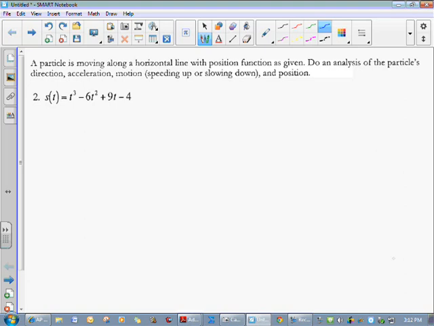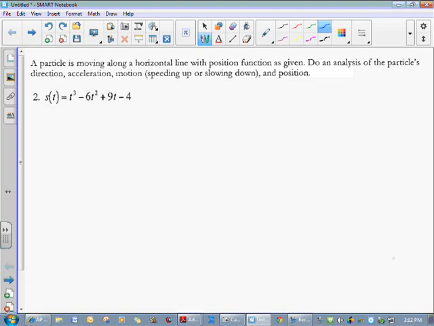What will probably be the case on the AP exam is that you will see problems dealing with motion horizontally so that we can eliminate all of the laws of gravity and things of that nature. And as I've said to you many times before, you're probably more apt to see questions like that on the AP physics exam. So this is a great exercise here that you have on a worksheet. It says a particle is moving along a horizontal line with position function as given.